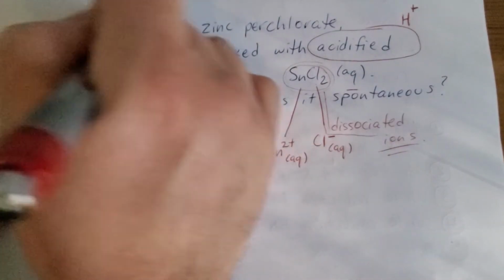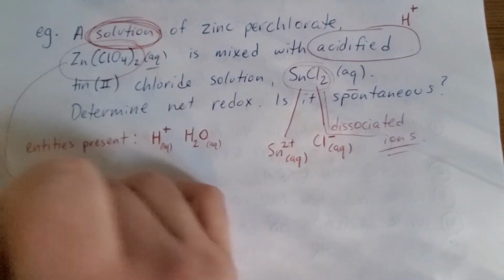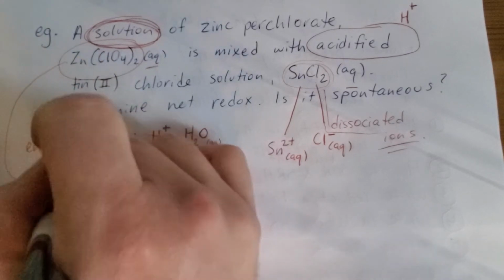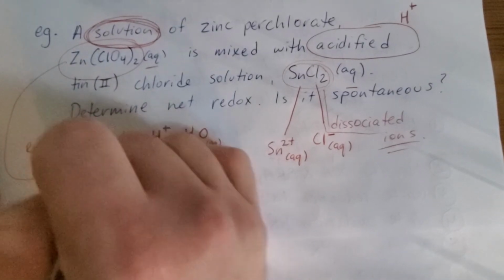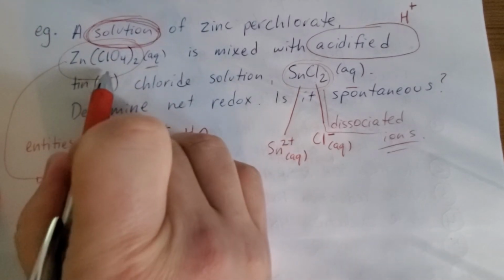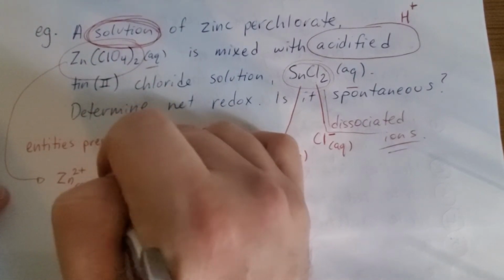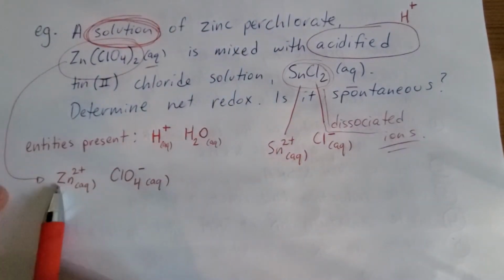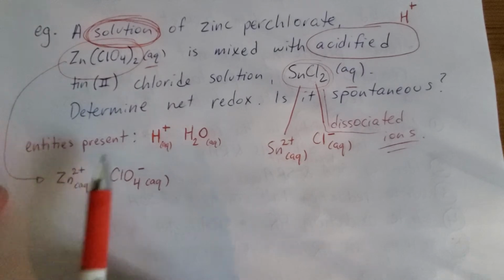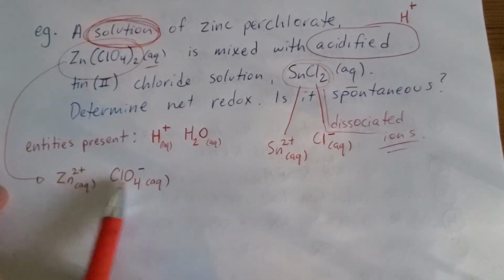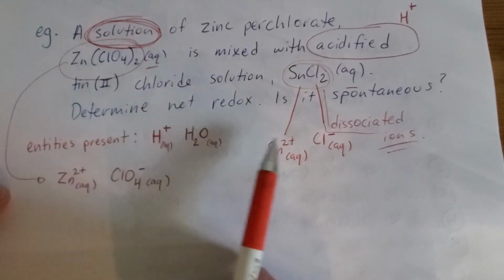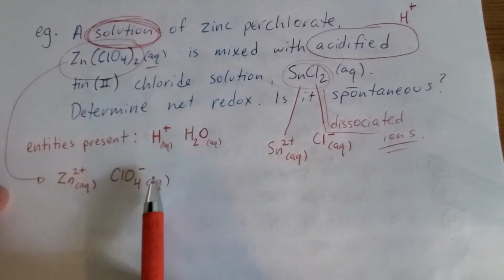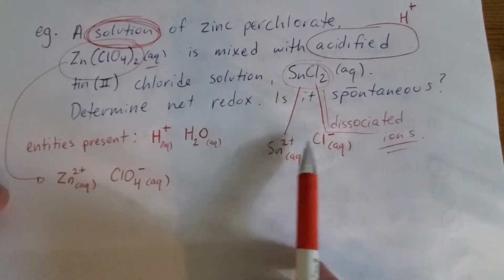Okay, which brings us to our last one here. This is getting kind of messy, but that's okay, especially for our first one. Dissociated ions. It's zinc ions. Perchlorate is a polyatomic ion. Do not break that apart. Okay, this is the dissociation of zinc perchlorate. Again, I don't care that there would be 2 of these for every one of these. All we're doing is listing what's present. Okay, so these are the things that we have available for redox.